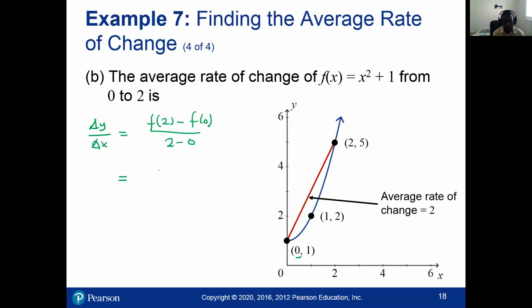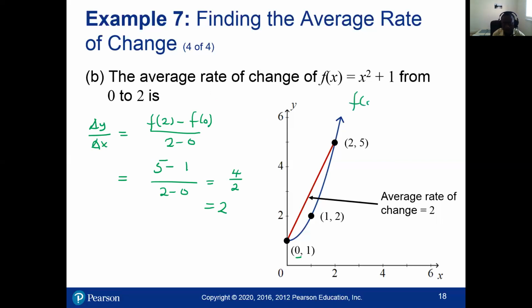Okay, so what is f of 2? When we plug in, I think we got 5. f of 0 will be equal to 1 divided by 2 minus 0. And this is 4 over 2, which is equal to 2. Now, let's evaluate this square.